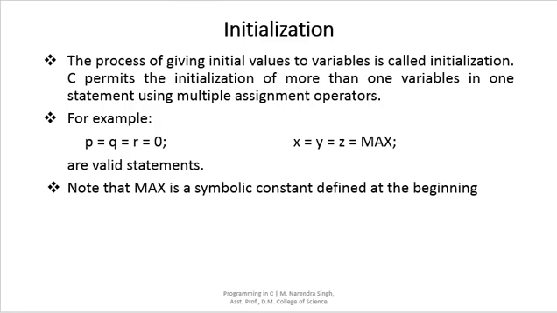C permits the initialization of more than one variable in one statement using multiple assignment operators. For example, the statement P equal to Q equal to R equal to 0 assigns the value 0 simultaneously to the variables P, Q, R. The next statement X equal to Y equal to Z equal to max assigns the value represented by the symbolic constant max to the variables x, y, z simultaneously.